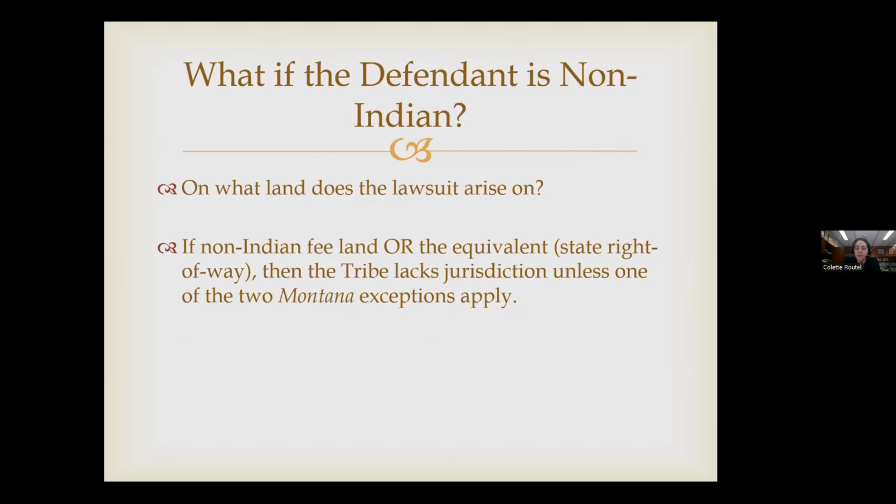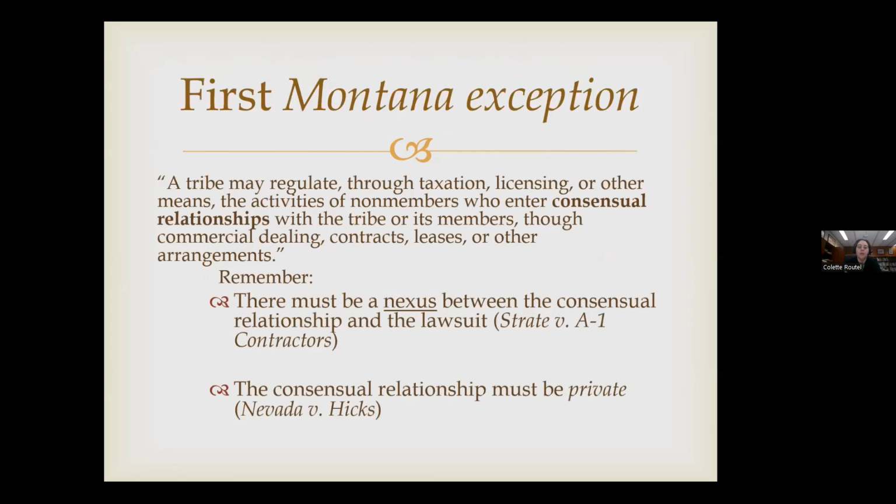So is there a state right-of-way or easement? In those cases, if the defendant in a civil lawsuit is a non-Indian and the activity that created the lawsuit took place on non-Indian owned fee land, even though it's within the boundaries of the reservation, the tribe lacks jurisdiction under US Supreme Court precedent, unless one of two Montana exceptions apply. And so the first Montana exception, and this comes from obviously a case, Montana versus United States, that dealt with non-Indians hunting and fishing on the Crow Reservation in Montana.